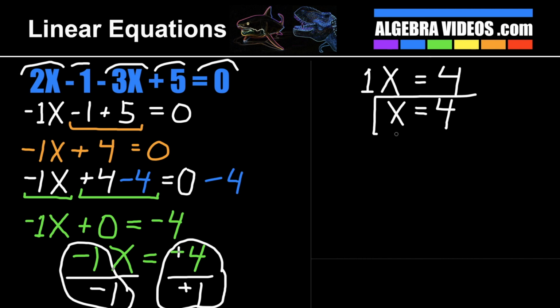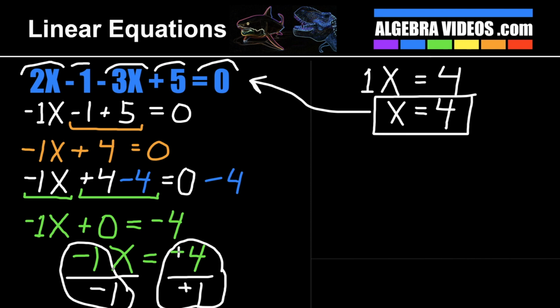So the solution to the problem is x equals 4. And we could just stop right there. We're done. That is the solution. That's all you're supposed to do. But if you want to be absolutely sure that you got the right answer, you can plug that x back in to the original equation and see if it stays equal on both sides. So let's do that. Let's just make sure we got the right answer.